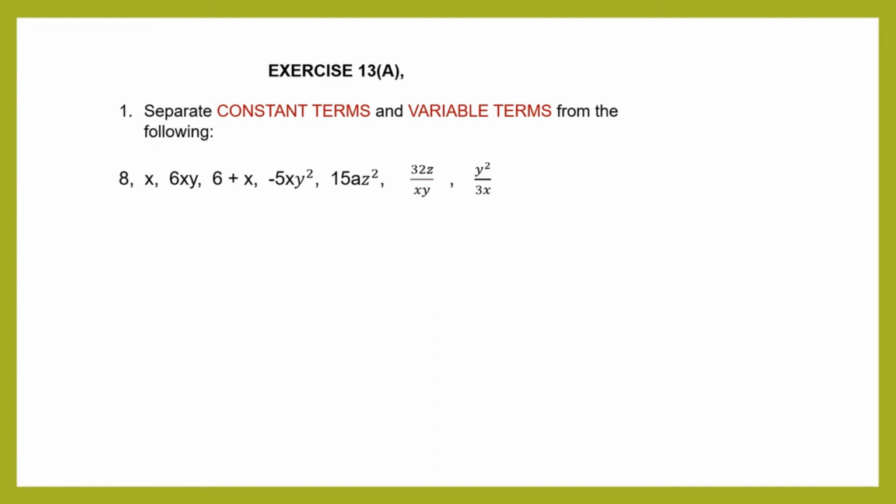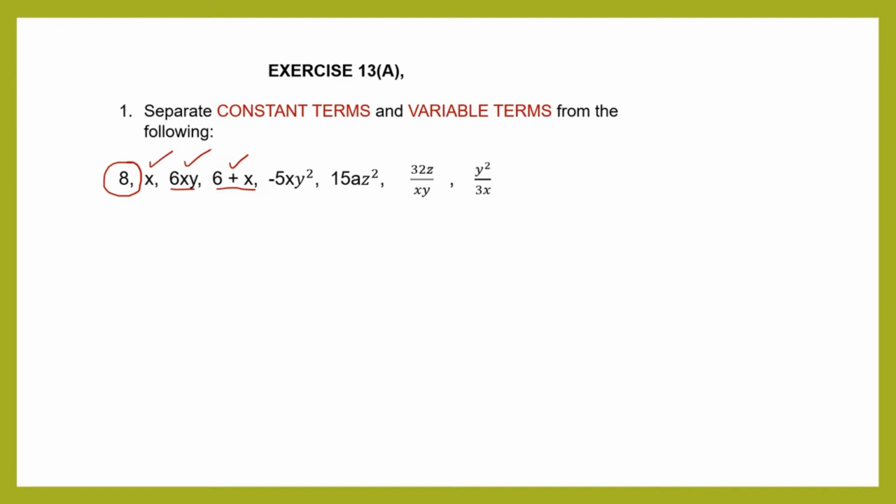Look out for numbers that have a fixed value. So let's start with the first one, 8. 8 is by itself, so it's a constant. X is a letter which can take on any value. So it's a variable. 6xy, a combination of a constant and a variable, is always a variable. 6 plus x is a variable. Whenever you have a letter, it is a variable.